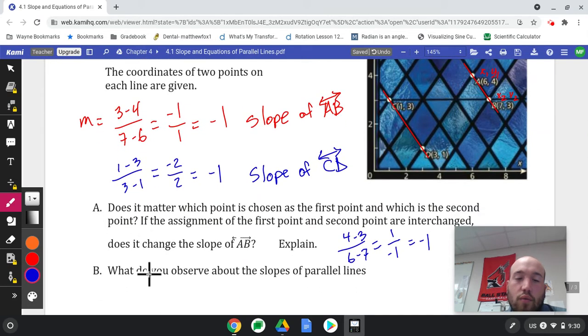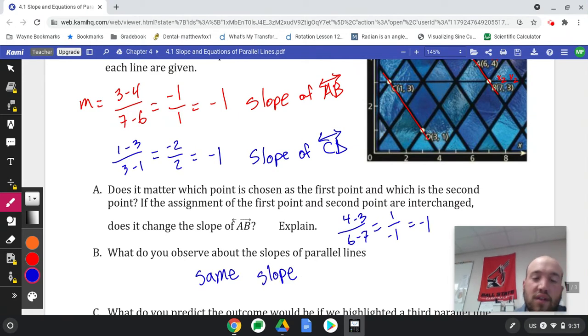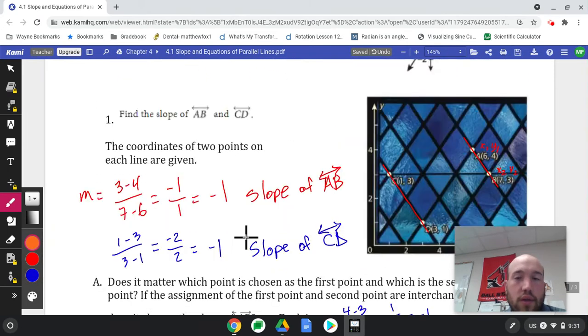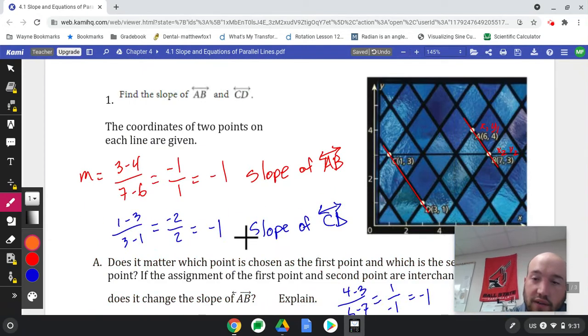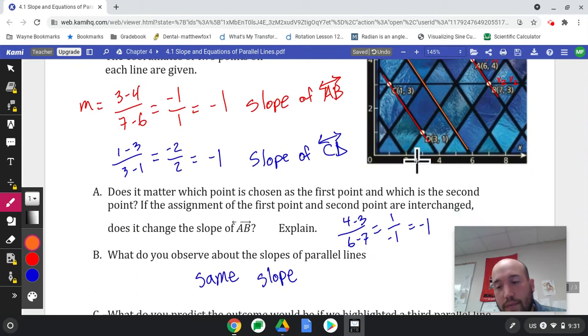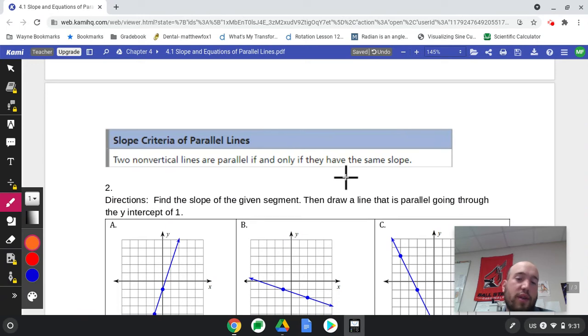Now, what do we observe about the slopes of parallel lines? I'm hoping you notice they are the same, as we said. So this will always be the case. If you have two parallel lines, they will always have the same slope, or congruent slopes is another way to say that. So it says, what do you predict the outcome would be if we highlighted a third parallel line in the figure and then calculated the slope? If I don't even have any points, I just draw this line in here. If it is also parallel, I hope you know that that would have a slope of negative 1. So two non-vertical lines are parallel if and only if they have the same slope. We know that is true.